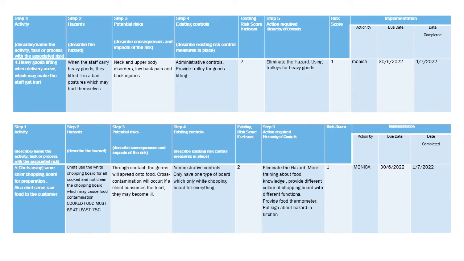And the next one is a physical hazard, which is heavy goods.